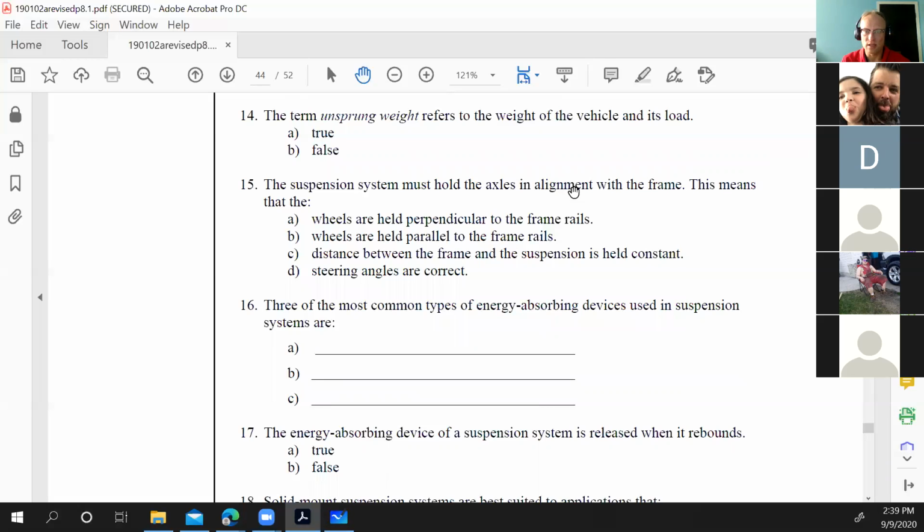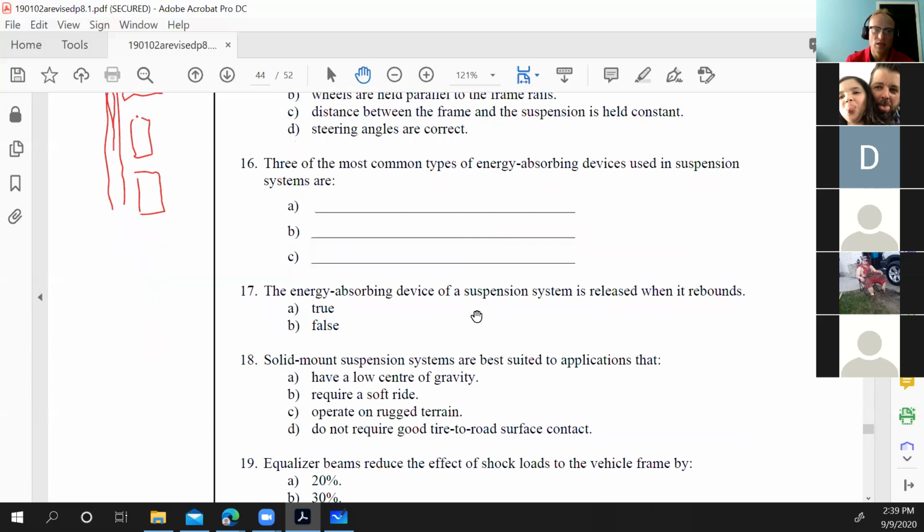Suspension system must hold the axles in alignment with the frame. This means that which one of these are correct? B. B, absolutely. So parallel is two things that run together and never touch. So you want the tires, the wheels, and the frame of the vehicle not to touch, okay? If they run perpendicular to the frame, that would be very, very bad. That would be the tires would be coming out of the frame at 90 degrees. That would be very bad in most circumstances, okay?